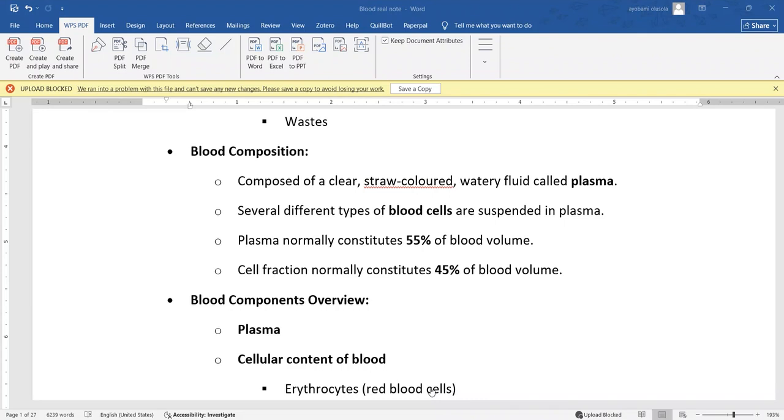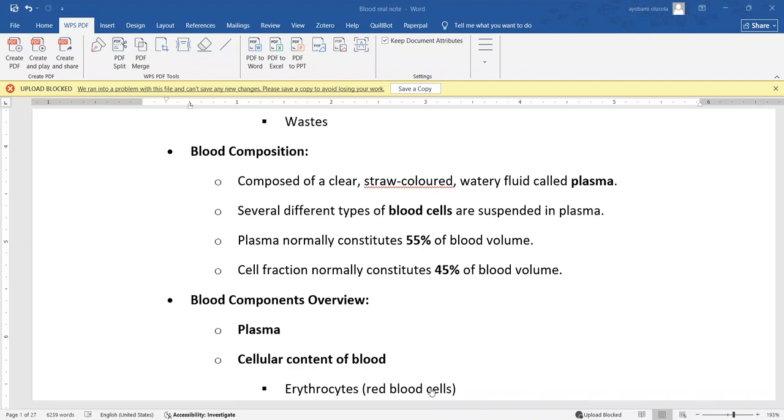All right, so the fluid of the blood is a clear straw colored watery fluid, and it is called plasma. So what did I say the fluid of the blood is called? The fluid of the blood is called what? Plasma. Yes, plasma. So plasma is the fluid of the blood. Apart from this plasma, we also have the blood cells. So the blood cells are suspended in the plasma.